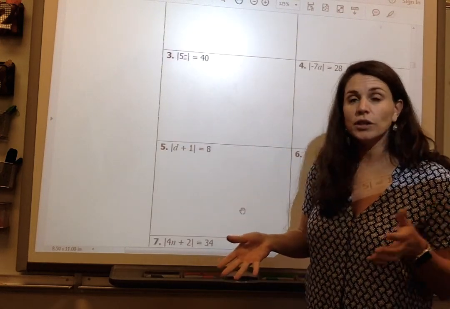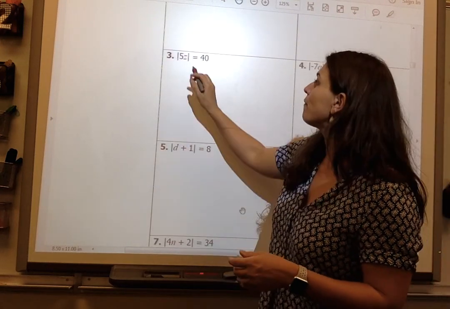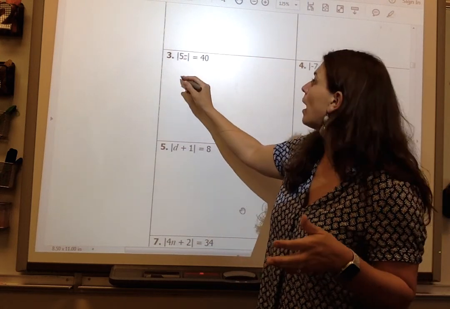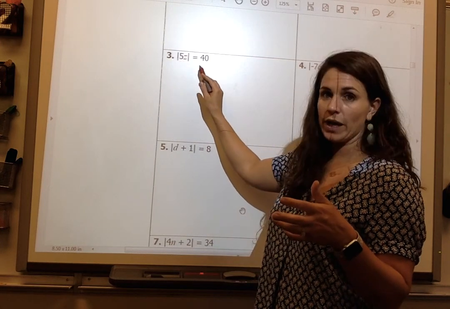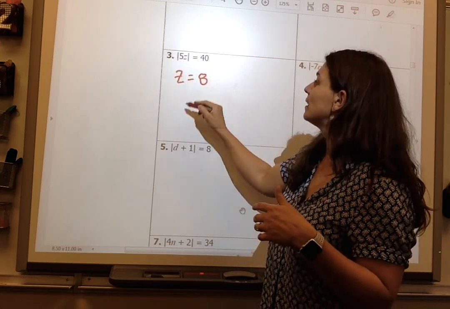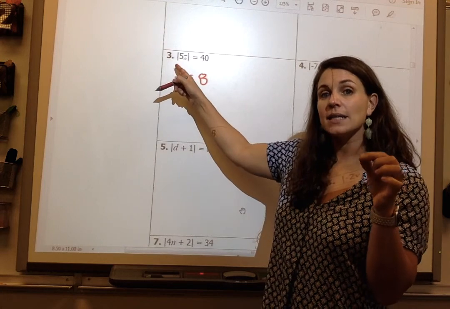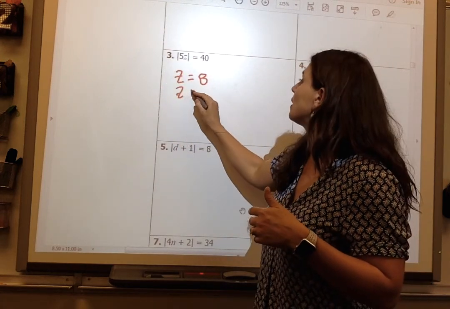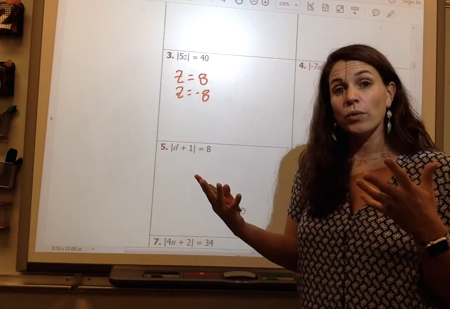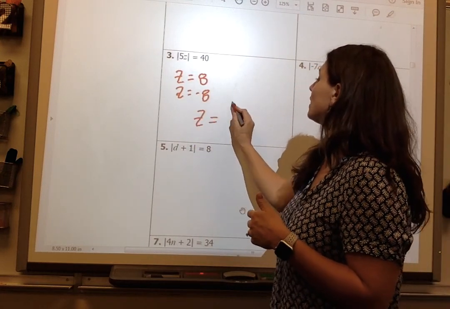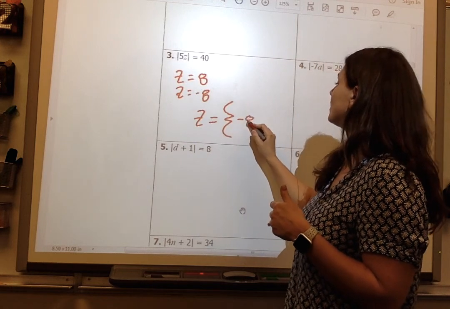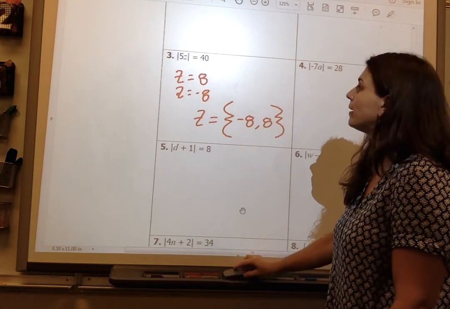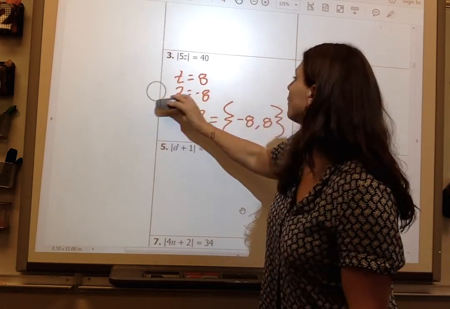And again, I can use a little bit of common sense. What does my value of z need to be for me to get a +40? Well, I know that 8 times 5 is 40, so z can be 8. And I know that -8 times 5 is a -40, and the absolute value of -40 is 40, so z can be -8. So again, more than one solution, so I'm going to write as a solution set, least to greatest. Okay? All right, now, let's take a look at number 5.